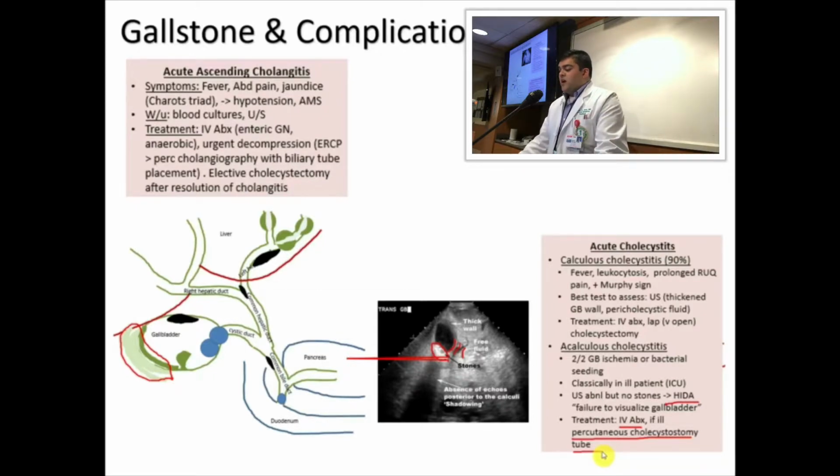So you're going to do IV antibiotics. Make sure you cover for enteric gram-negatives and anaerobes as well. And then you need to do urgent decompression with an ERCP, which is actually preferred to percutaneous cholangiography with a biliary tube drain. But you can actually use either, though ERCP is generally preferred. But for whatever reason, if your center doesn't have ERCP capabilities, then you may have to do the IR intervention instead. Once the cholangitis has resolved, you may want to go for a cholecystectomy to, again, prevent this from happening again in the future.